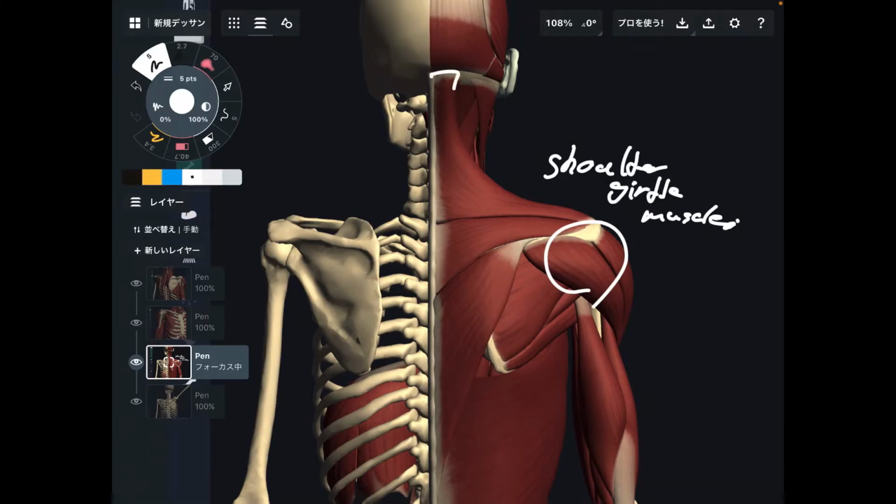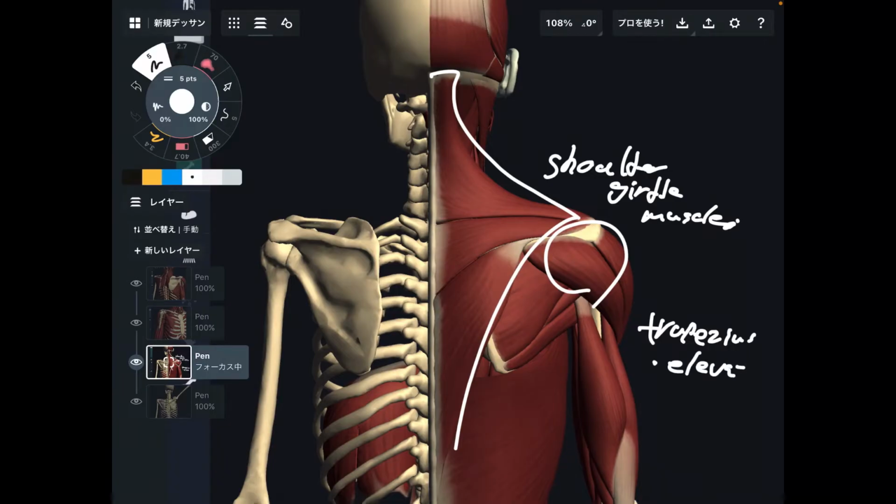First muscle is this one. This is trapezius. This is huge muscle. I will quickly explain basic function. Main function is elevation of scapula. And adduction. Adduction is you bring scapula towards spine.